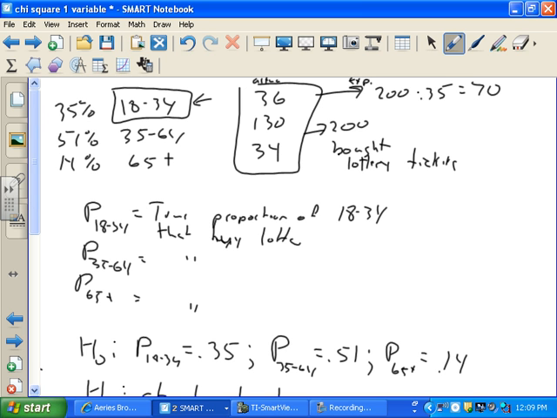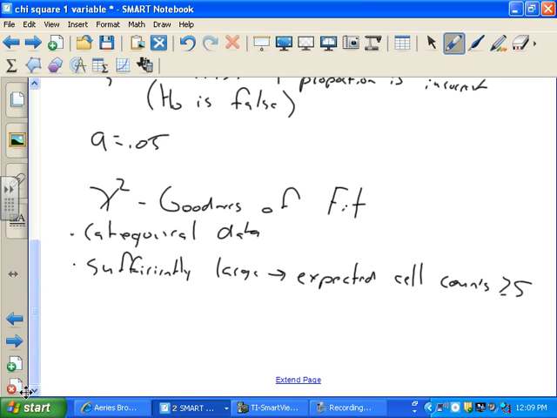And then my expected value over here for the 35 to 64, that'll be 200 times whatever I hypothesize, which is 0.51. What's that? 102. And the next one's going to be 200 times 0.14, which we got, what, 18? 28. Missed the digit there. 28. Each one of our expected cell counts is greater than or equal to 5. So that checks out. We are sufficiently large. All expected cell counts are greater than or equal to 5.